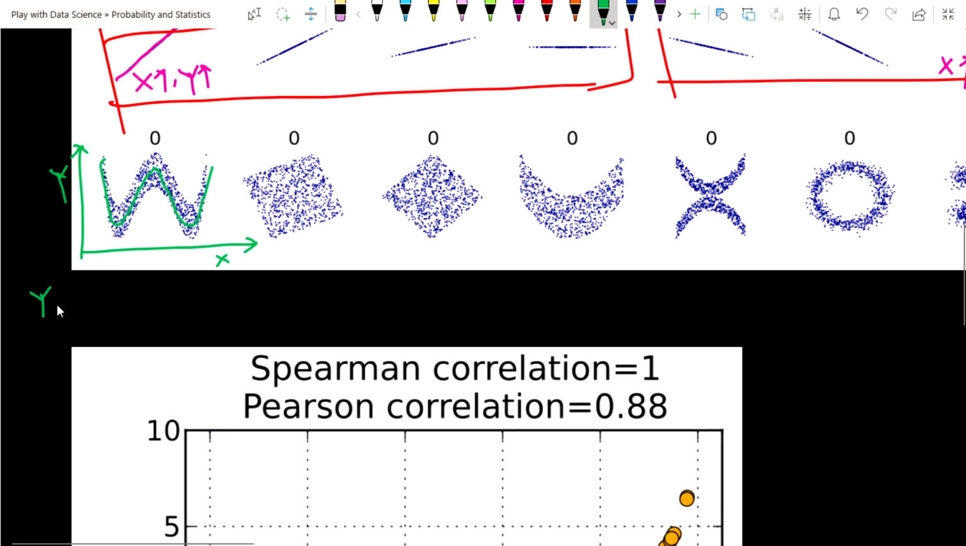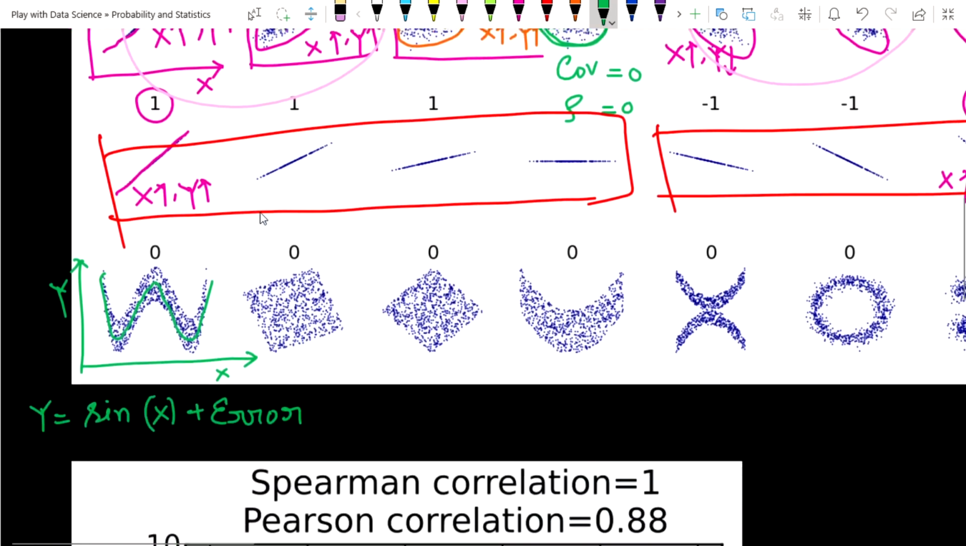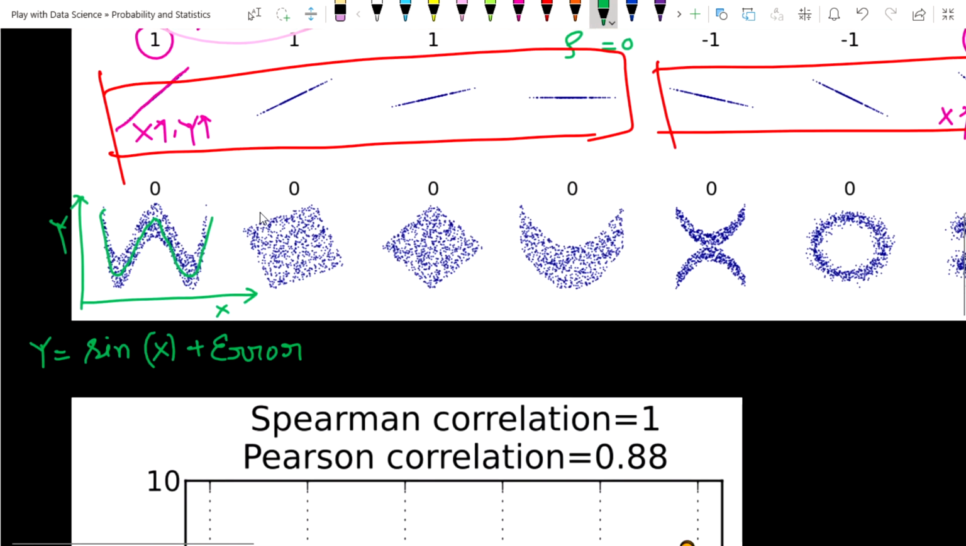So y actually looks like sine of x, a sine type of curve, plus some error. Some error has occurred here. Anyone can easily conclude that the data follow a sine kind of curve. But from this kind of correlation, meaning covariance, meaning the Pearson correlation coefficient, we cannot conclude how strong it is.